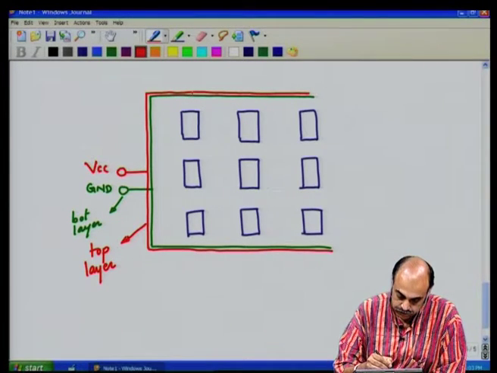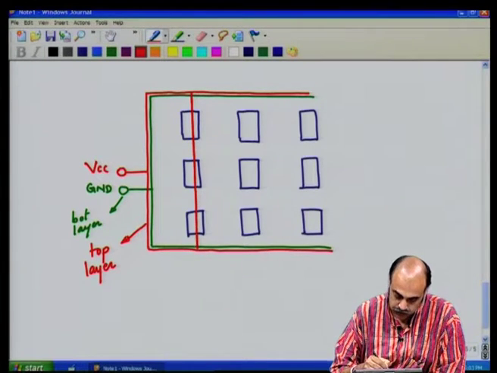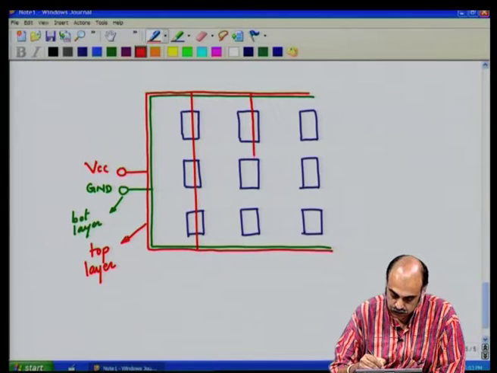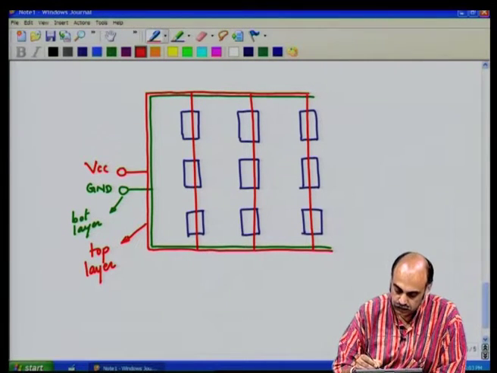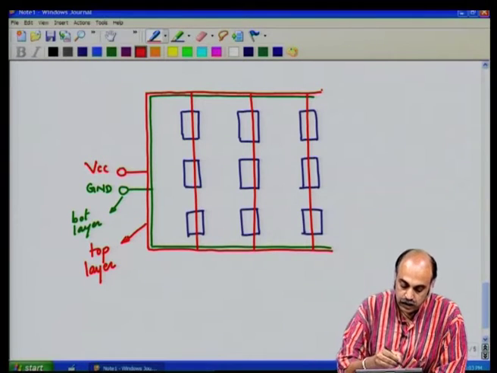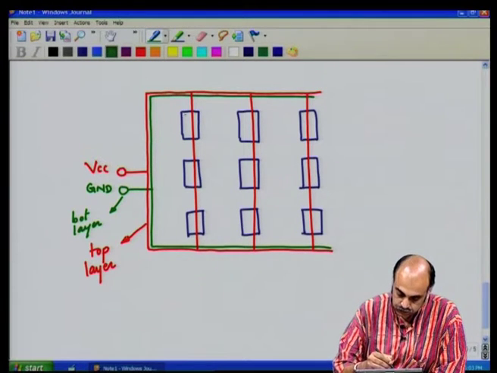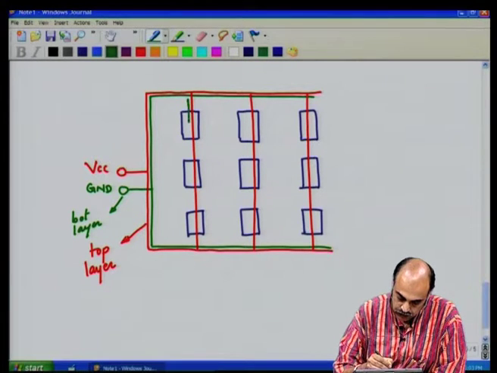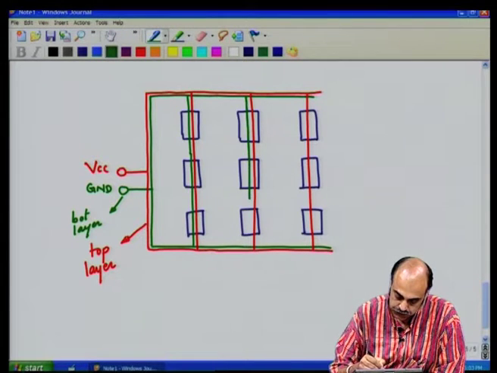We take the VCC interconnection right through underneath the components like this, and likewise you could have ground layer on the bottom side or on the top side, depending upon how the routes emerge.